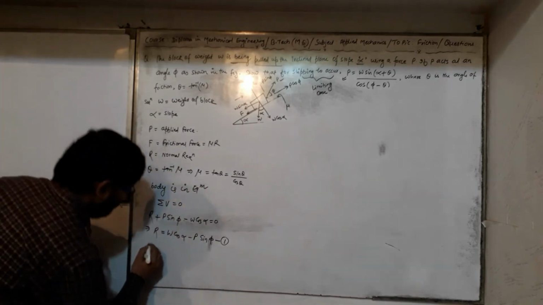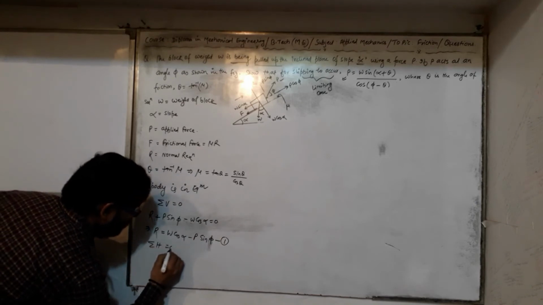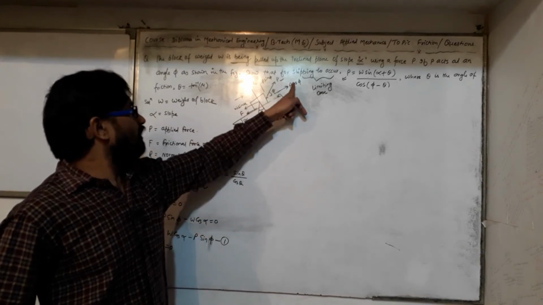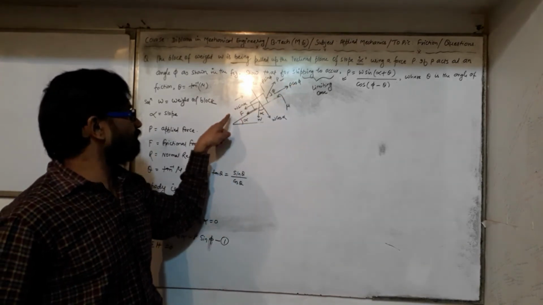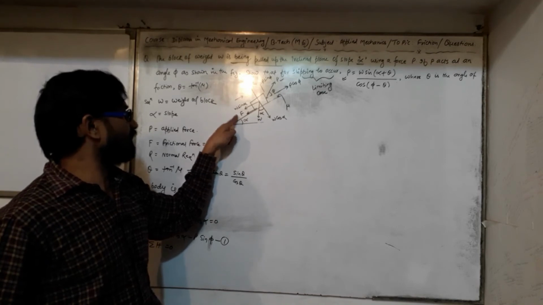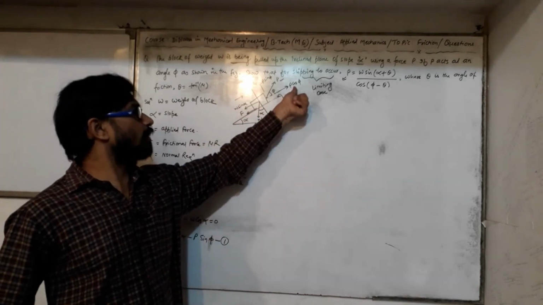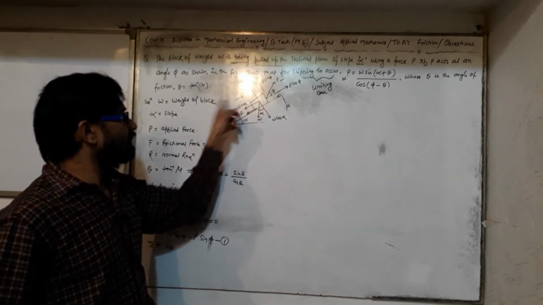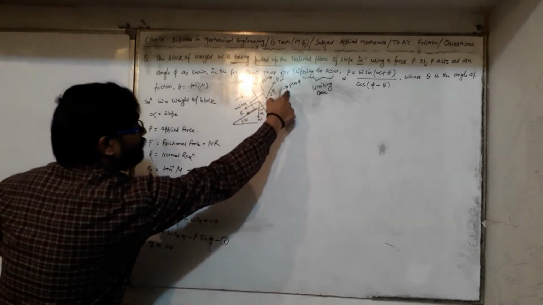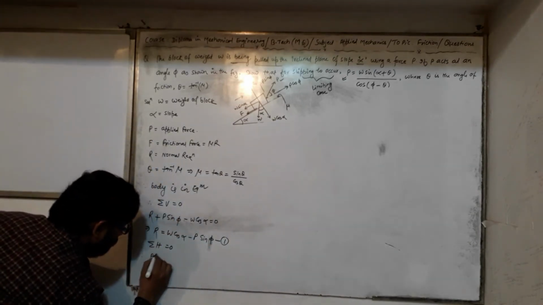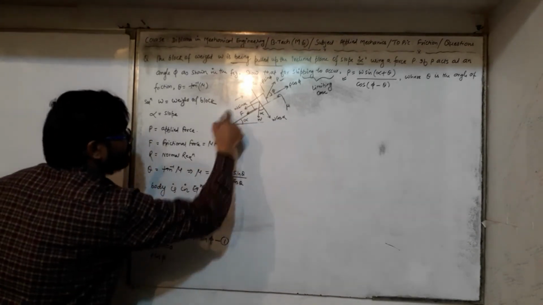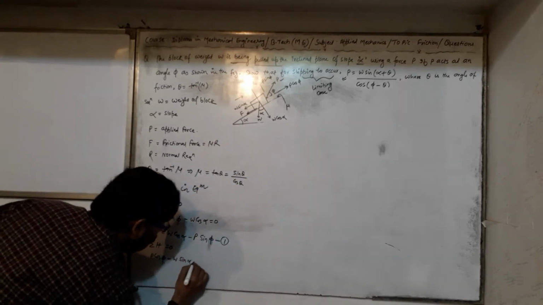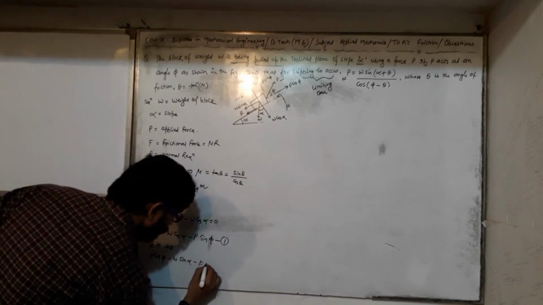Now once again, the summation of horizontal forces is equal to 0. Along the direction of the inclined plane, one force P cos phi is acting, another force W sin alpha, and F is acting in the direction opposite to P cos phi. Hence, if I am taking this as positive, then this must be taken as negative. So we can say P cos phi minus W sin alpha minus F equals 0.